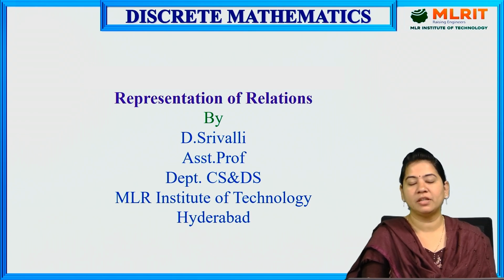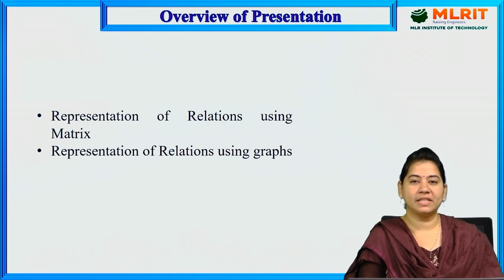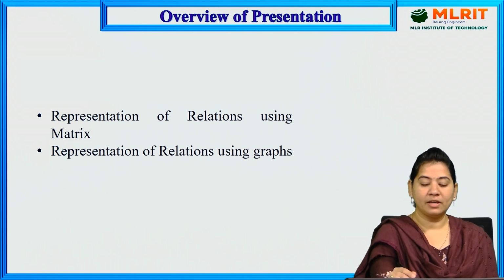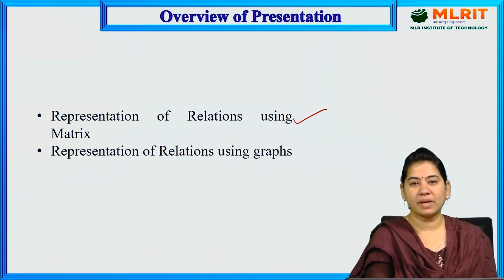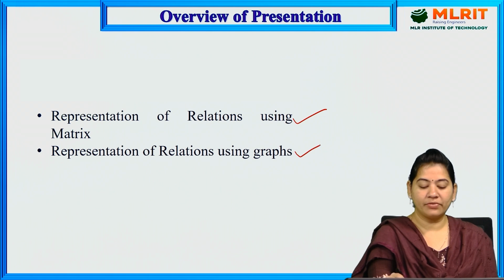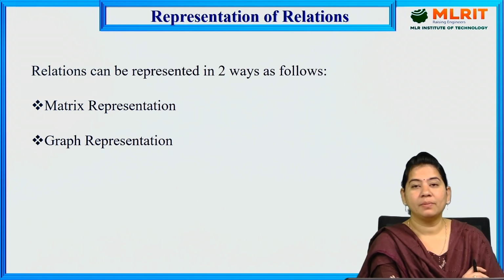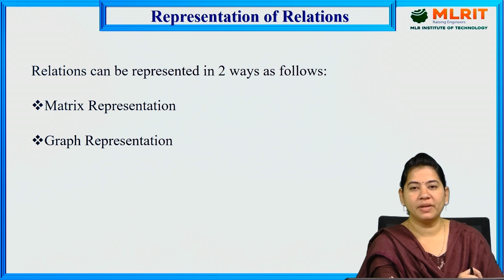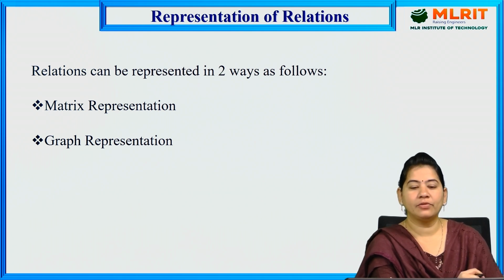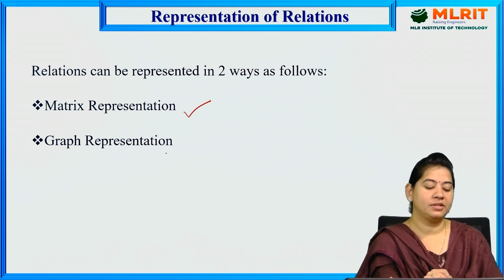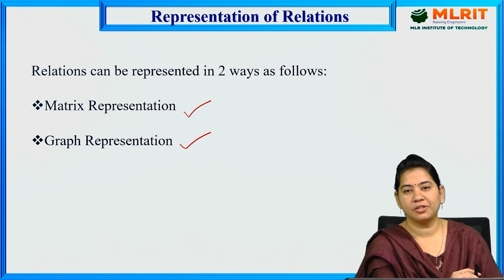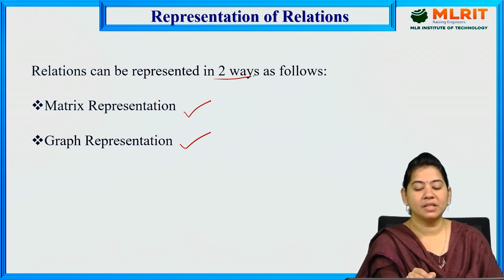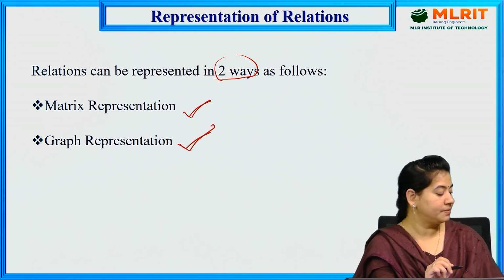Today, the overview of the presentation includes representation of relations using matrix, and representation of relations using graphs. So, what is this representation of relation? It means we can represent the relations in the form of matrix representation, that is, graphical representations. So, relations can be represented in two ways: matrix representation and also graph representation.